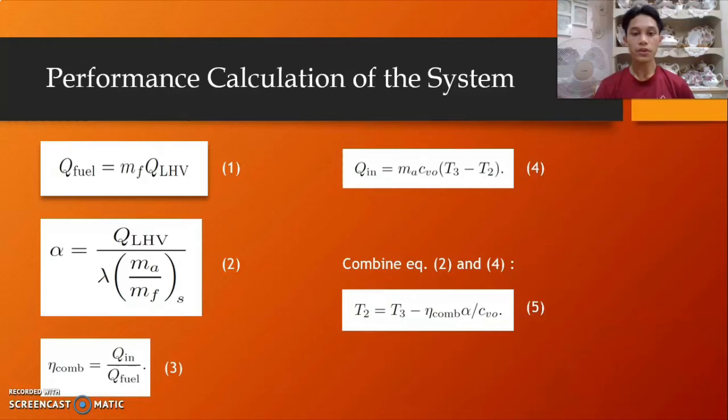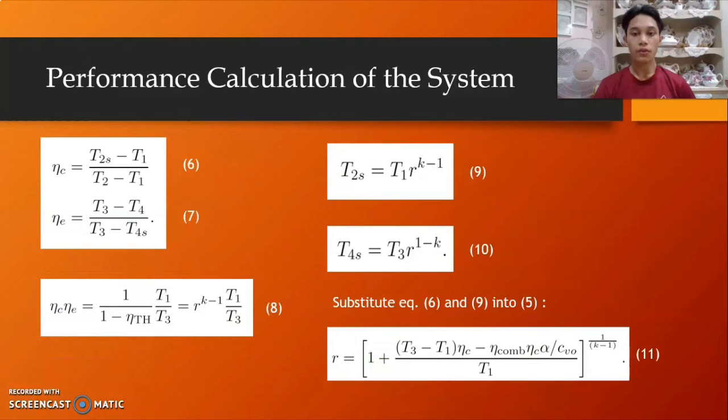Then, by combining the fuel chemical energy factor and the heat input formula, we will obtain the fifth equation that we're going to use later on. For analyzing the compression and expansion process with the presence of irreversibility, the formula to find the isentropic compression efficiency and isentropic expansion efficiency will involve both actual and ideal temperature in state 2 and 4. The ideal temperature can be derived by the means of second law of thermodynamics in equation 9 and 10. By substituting the 6 and 9 equation into the 5th equation, we will obtain the new equation as shown.